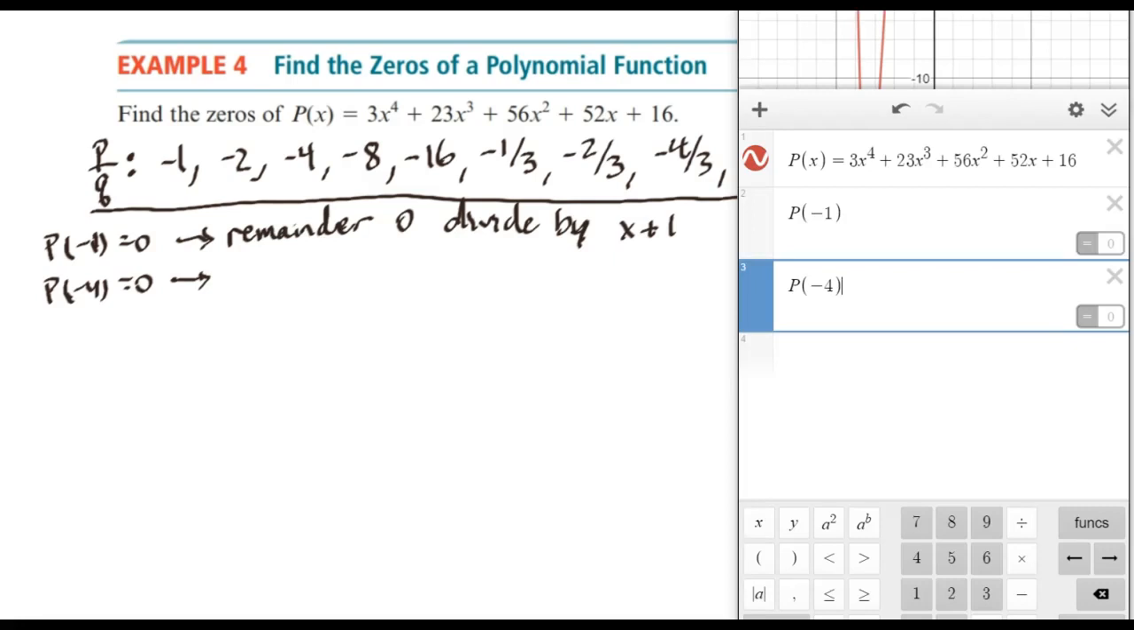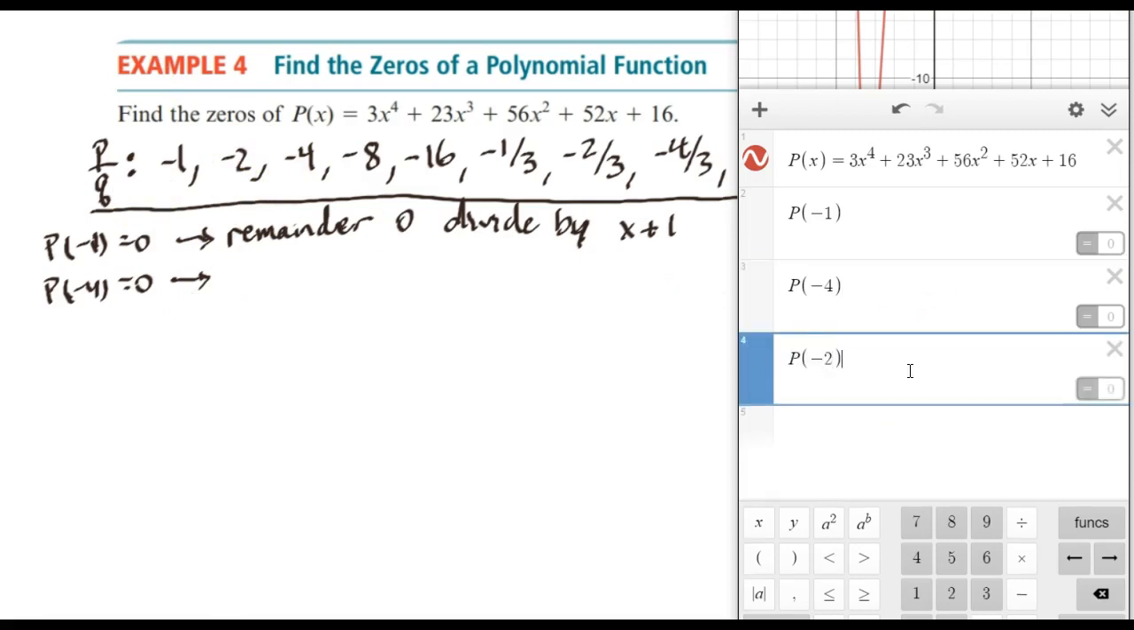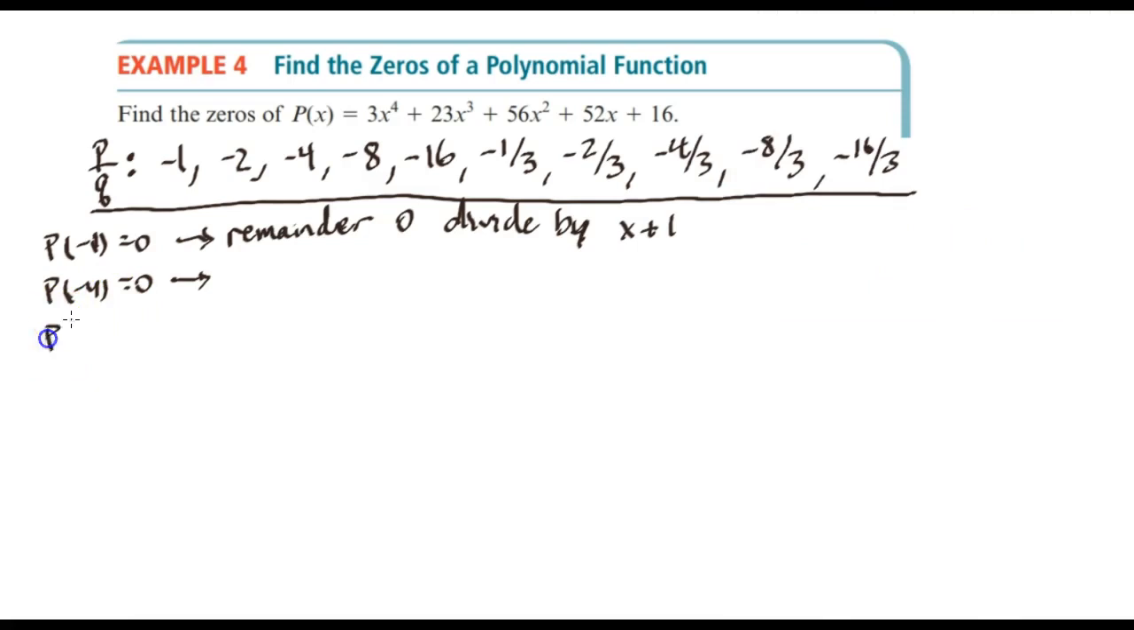Okay, so that has a remainder of 0. And let's look at -2. We skipped over -2, so let's go to P of -2. That also has P of -2 is equal to 0. You'll just want to go through the list and see which ones give you a remainder of 0.